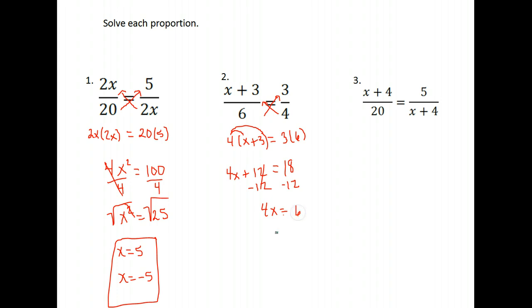Okay, we get 4x equals 6. Now we have 4 times an x. We need the opposite of multiplying by 4 and divide by 4. We get 6 divided by 4 is 3/2 or 1.5.